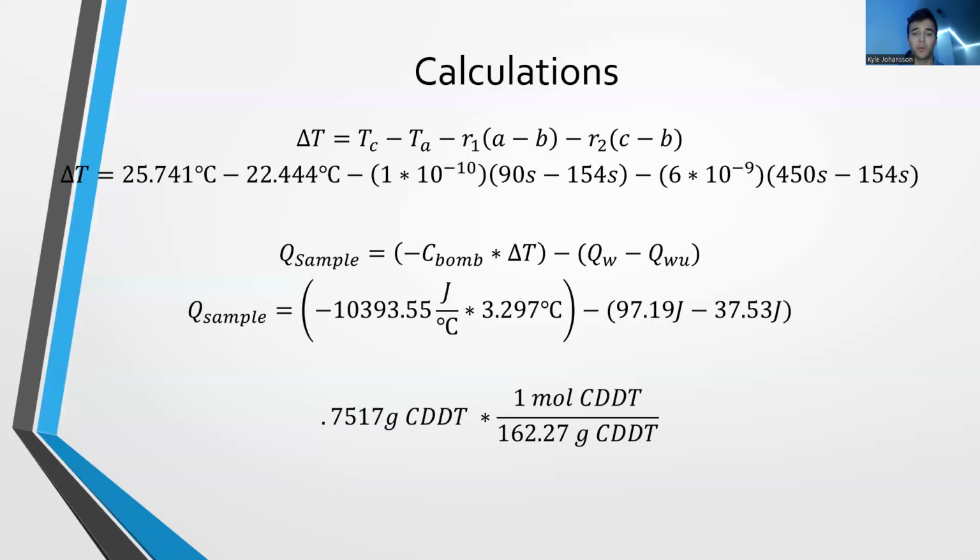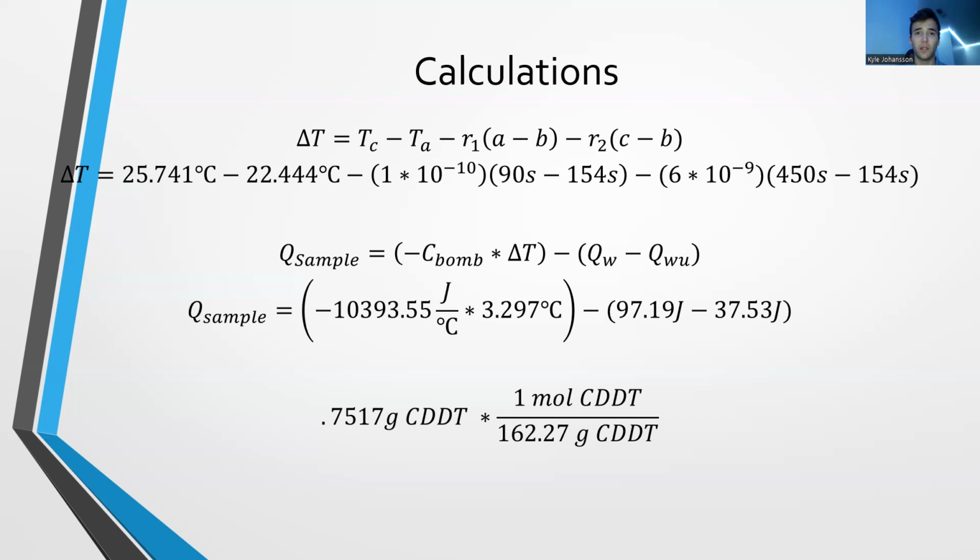Once the change in temperature was found for all of the trial runs, that data could then be plugged into the following equation along with the specific heat values that were given and the adjustment for the energy of the wire to determine the heat of the system.